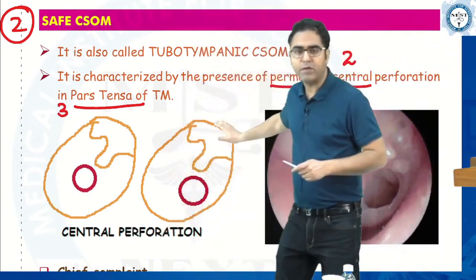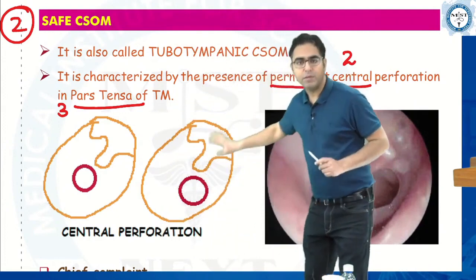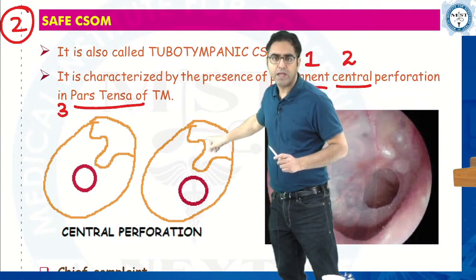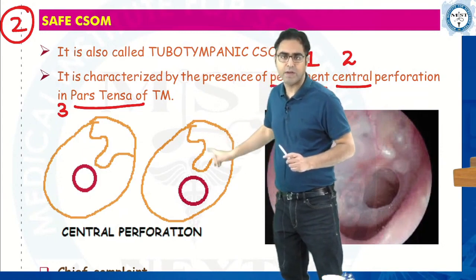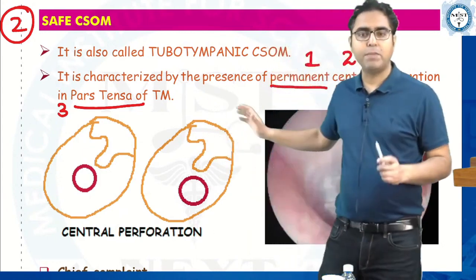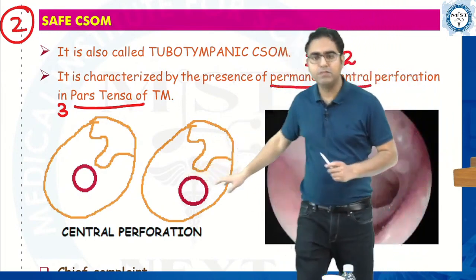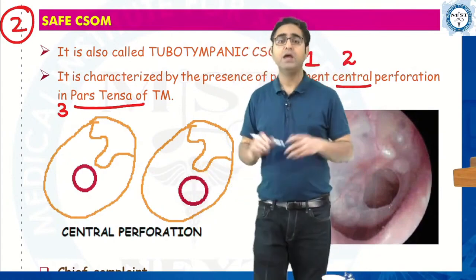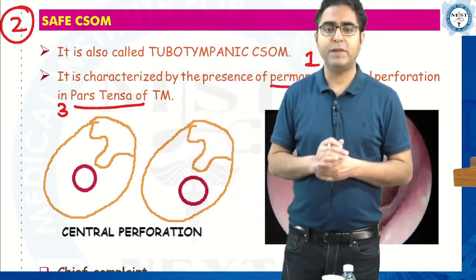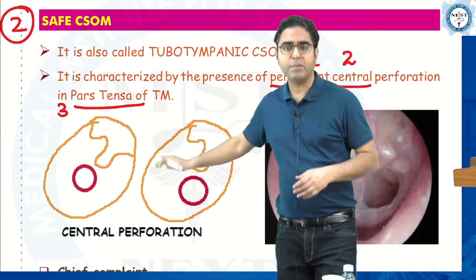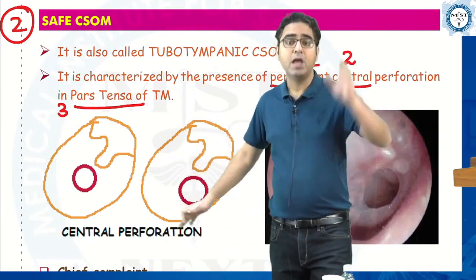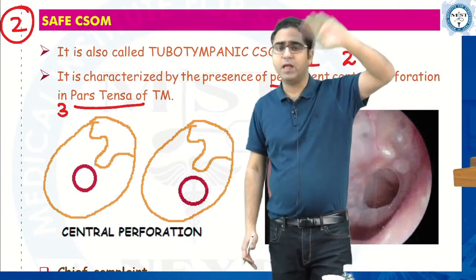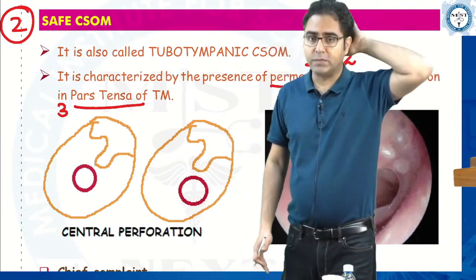Anybody, what is the lower part of the tympanic membrane? Pars tensa. Remember, this is pars flaccida. There is no perforation in this area, beta. Safe CSOM should not happen in this area. I hope you remember the lower, bigger part is pars tensa. So this kind of permanent perforation in pars tensa is safe CSOM. Pars tensa is the lower part of the tympanic membrane. The upper, small part is flaccida. That is not safe CSOM.